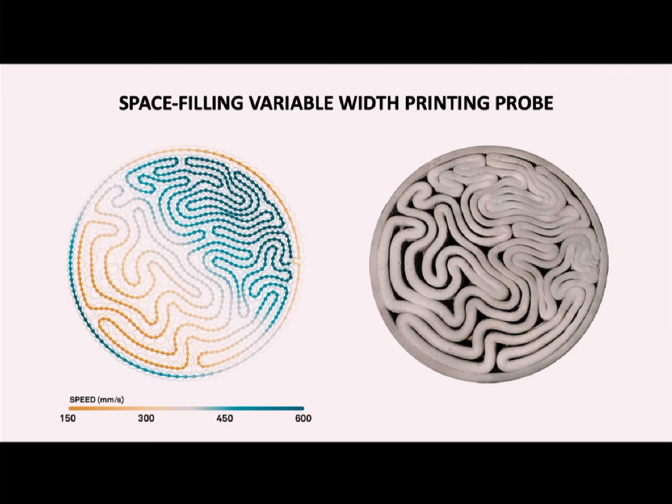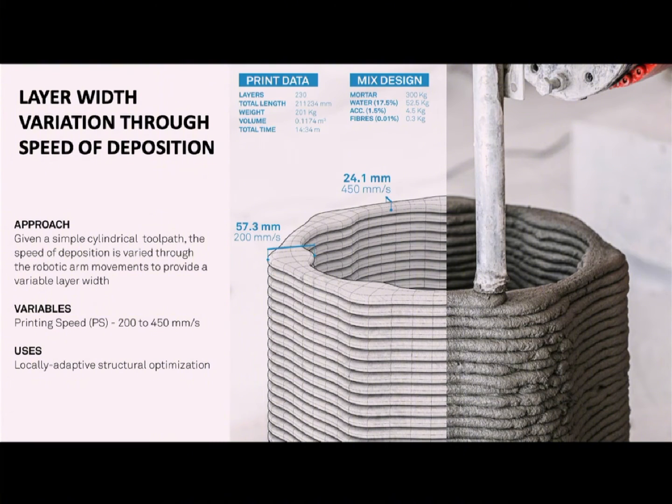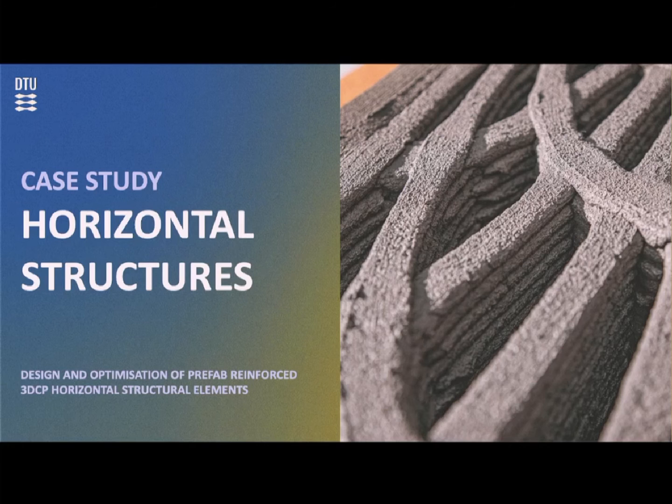So we tested it with some purely geometrical experiments, and by changing the speed, we could achieve a variable width in our print. And we tested this in a more structural application, where we tried to vary the speed in a column to see how we could achieve some thicker areas for better stiffness. The big case study I've worked on is on horizontal structural elements, on beams, and then on a slab.